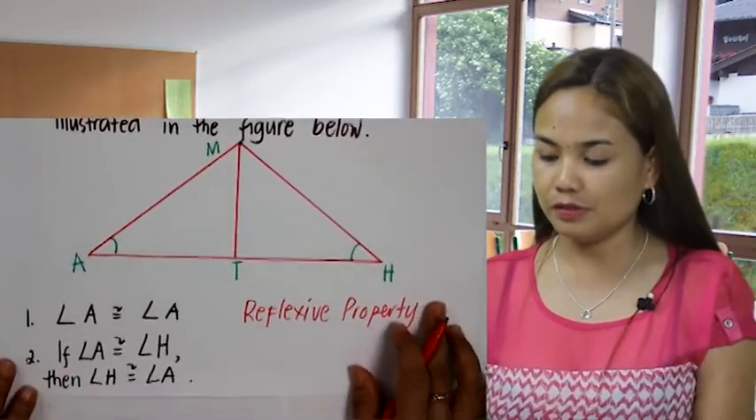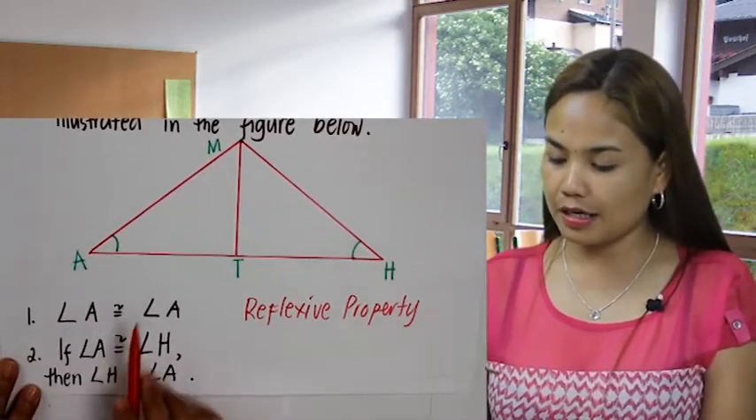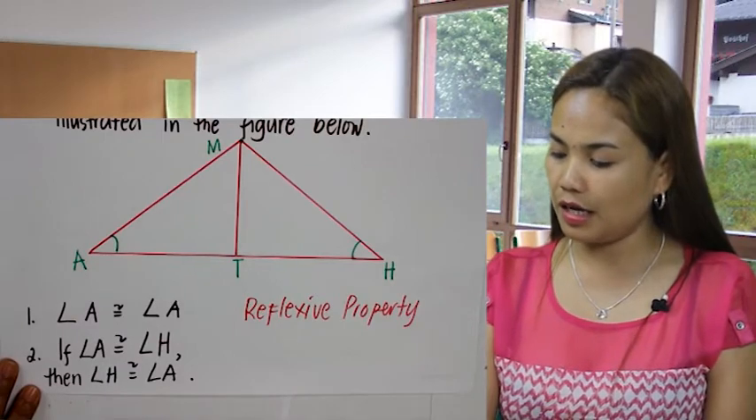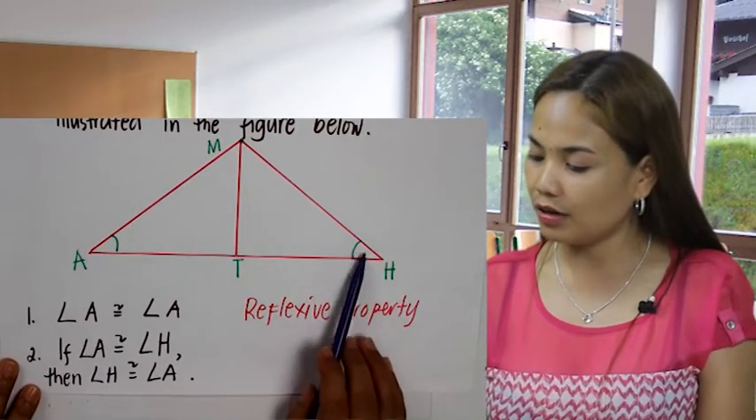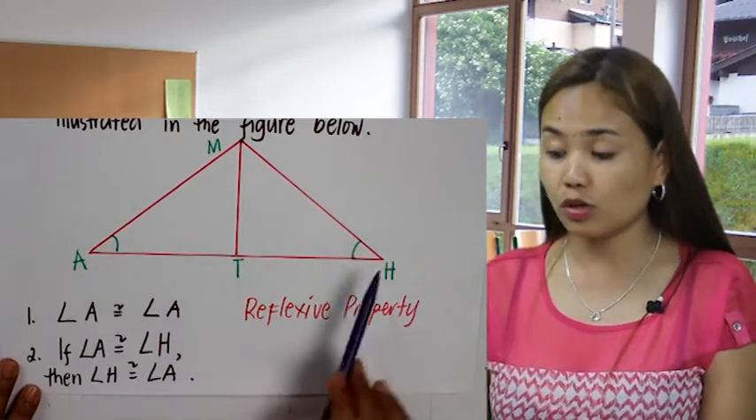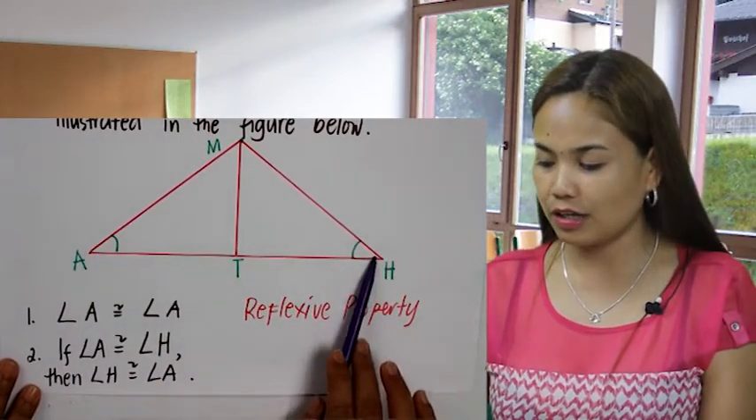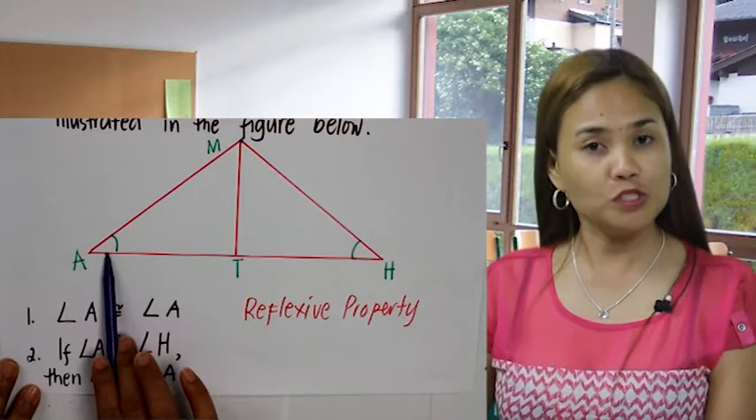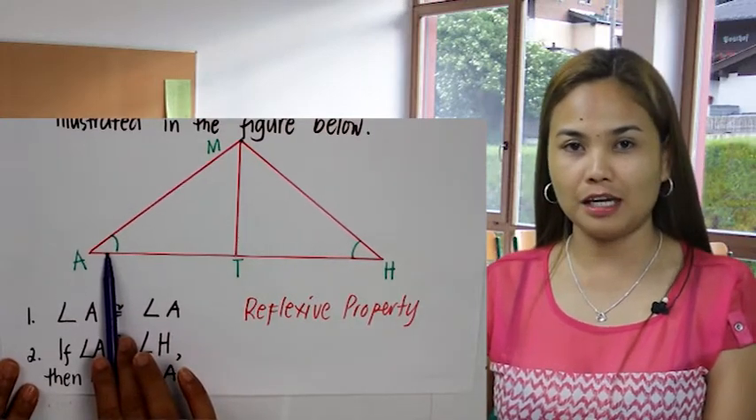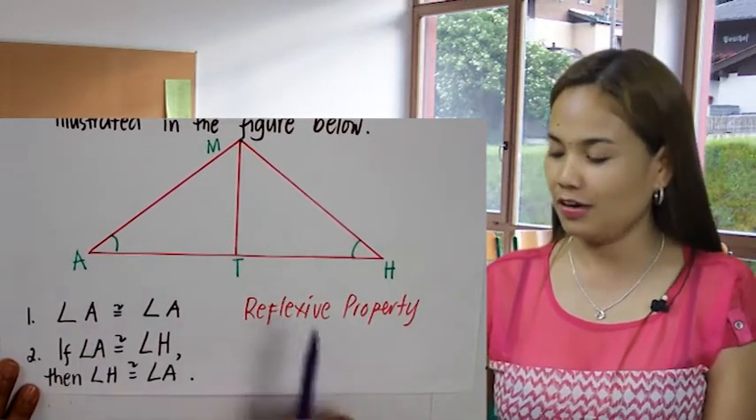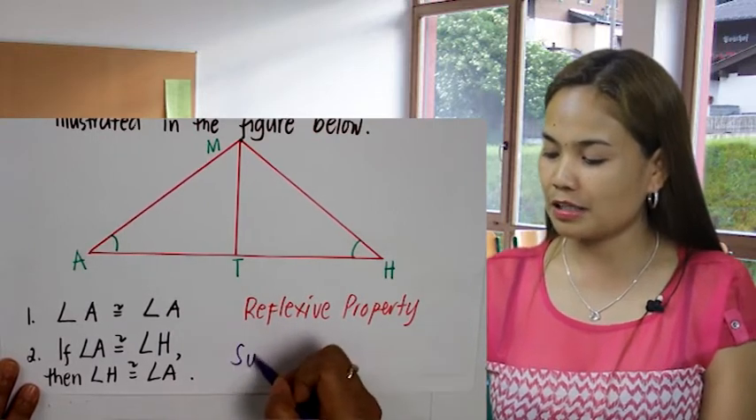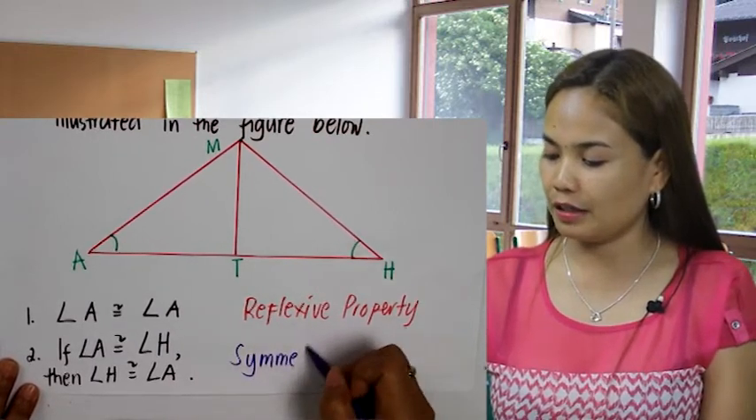In number 2, if angle A is congruent to angle H, and angle H is congruent to angle A, so it was just reversed, right? Angle A is congruent to angle H, then angle H is congruent to angle A. This property is called, okay, symmetric property.